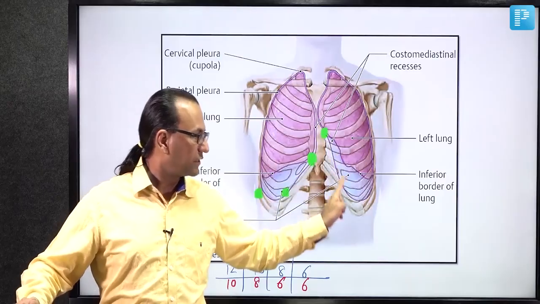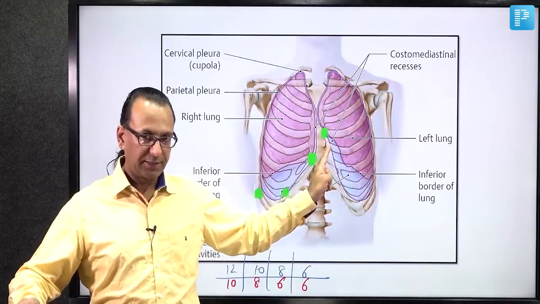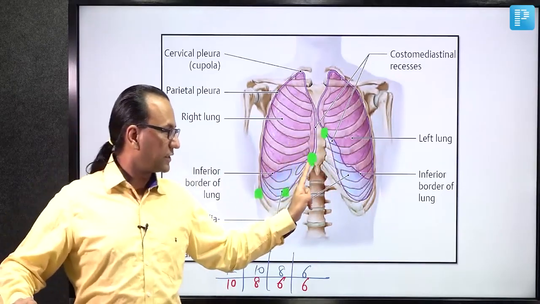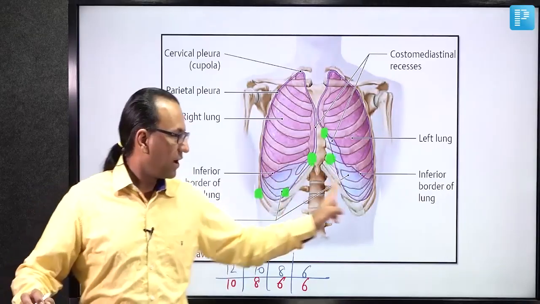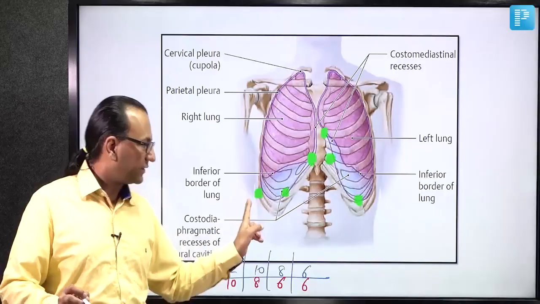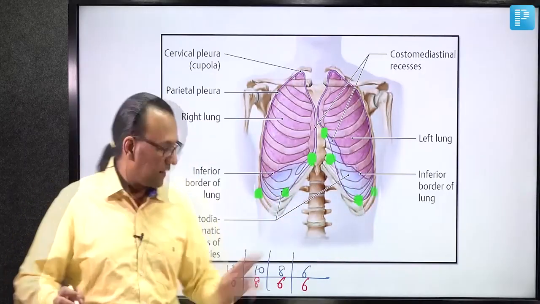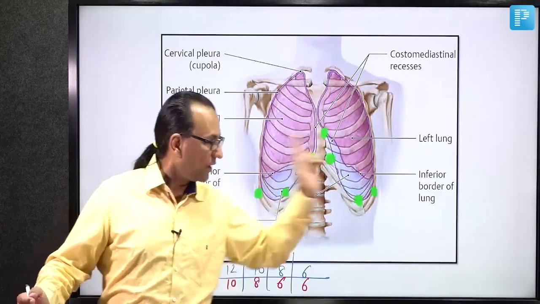Otherwise, beyond that, it is the same marking. This is the 6th rib, it will be at the 6th rib only. And after that, 8th rib, 8th rib. And after that, 10th rib, 10th rib. And after that, posteriorly 12th rib and 12th rib.